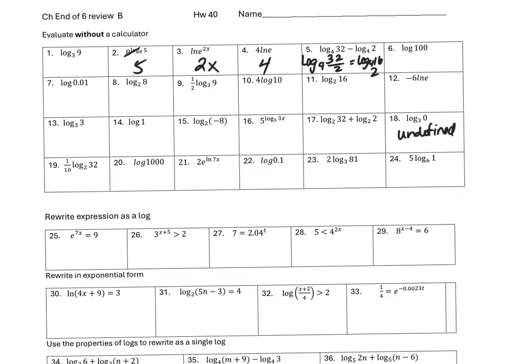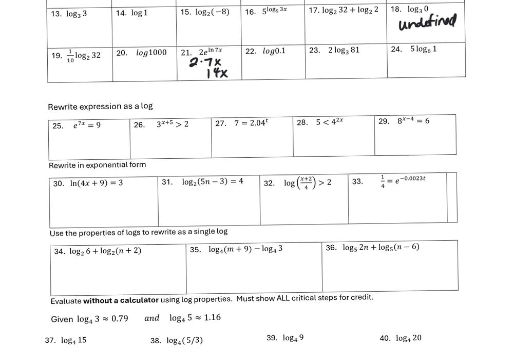Something like number 21, 2e to the ln of 7x ends up being 2 times 7x, which is 14x. So you're going to have one of those questions that's like select all of the equivalent expressions to the log 4 of 16. And you'll need to know your properties for those. So we're going to move on to number 25. Rewrite the expression as a log. So e to the 7x equals 9. E becomes ln, log base e, so 7x equals the ln goes to the other side, ln of 9.